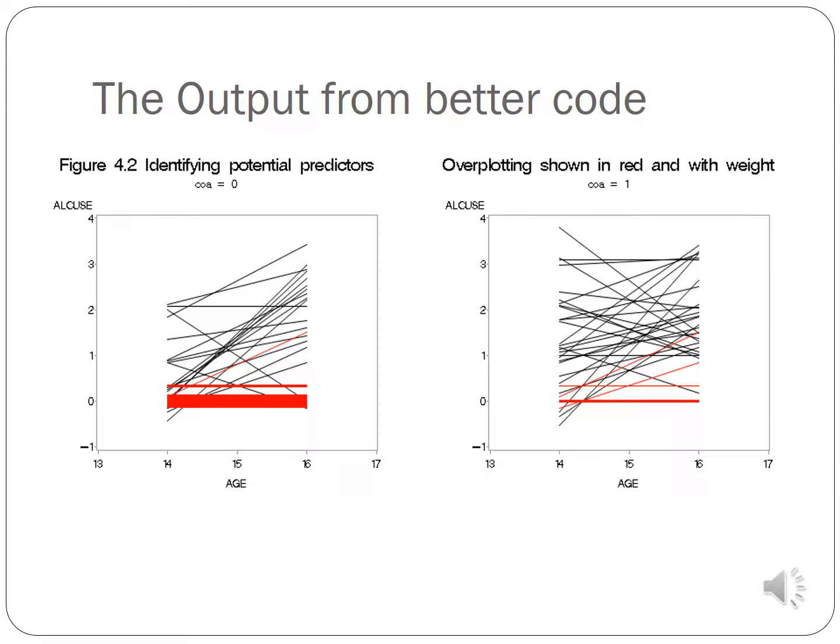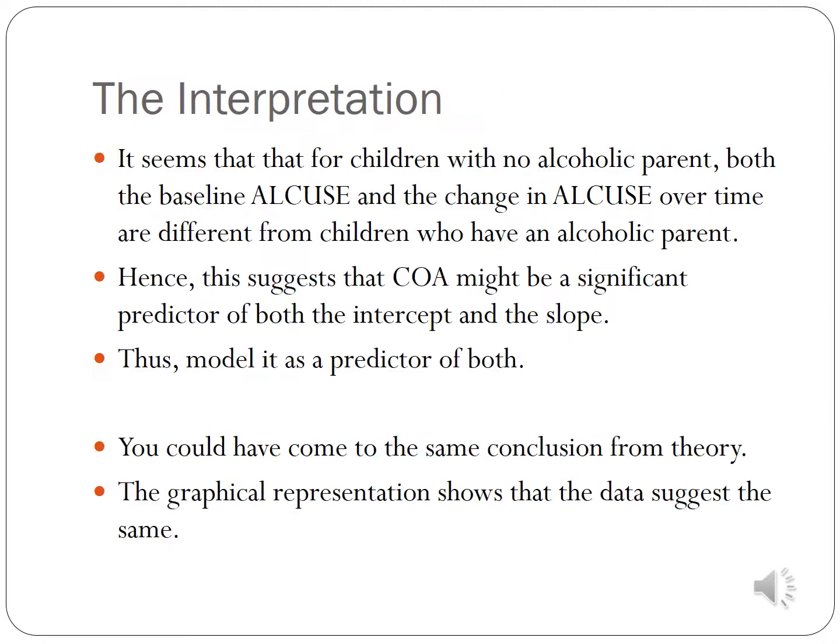And so what I would conclude from this is that COA is a good level 2 predictor because there seems to be some differences in baseline and some differences in change over time. So this would be a good predictor to model both the intercept, which is the baseline, and the time part of the model, which is the slope or change over time.